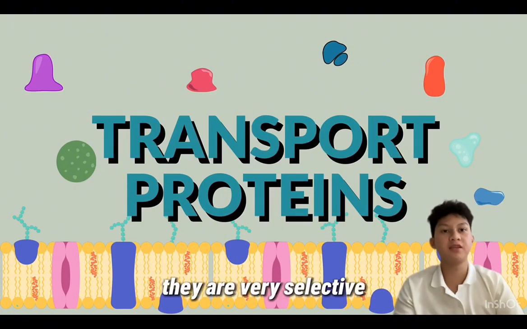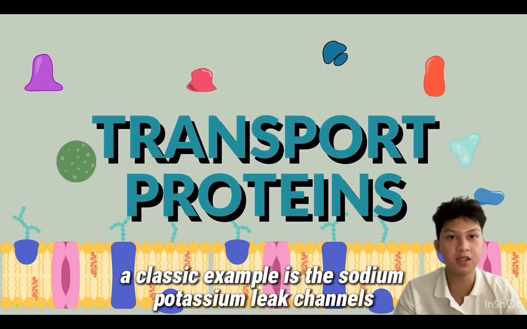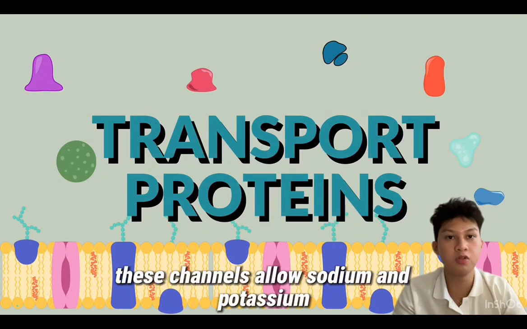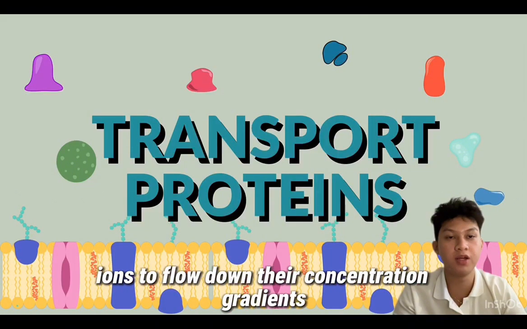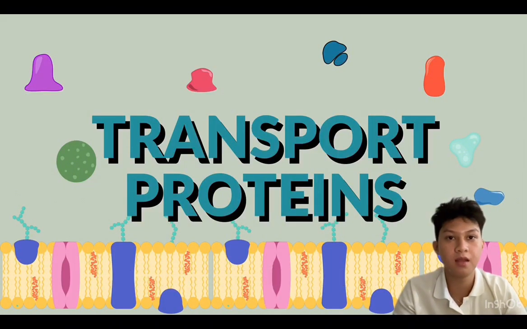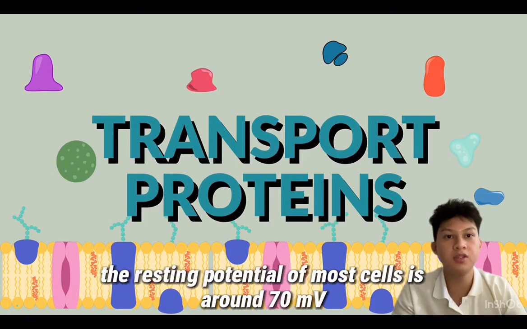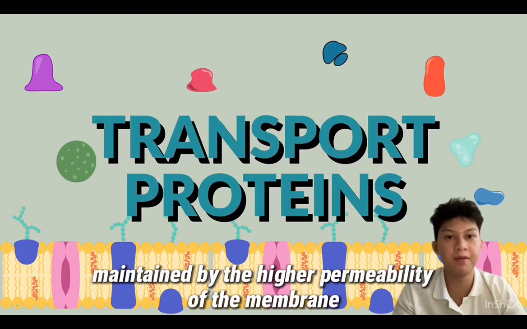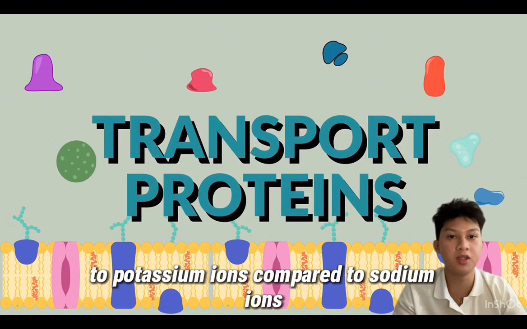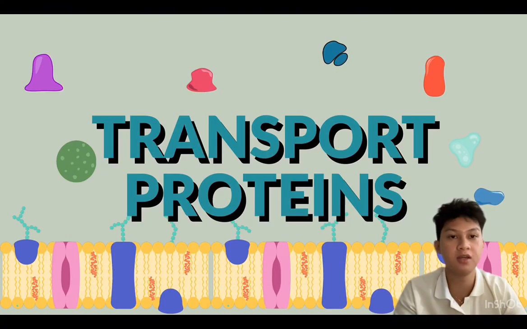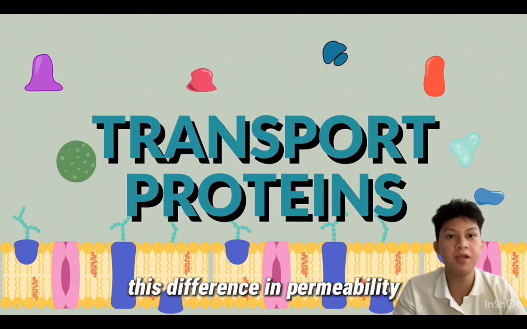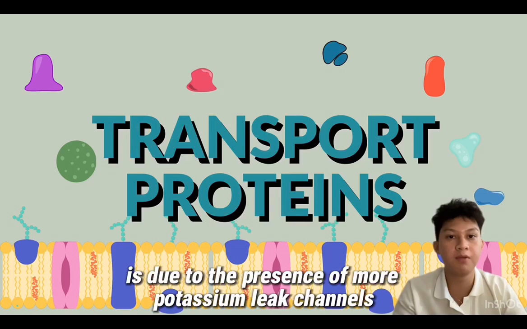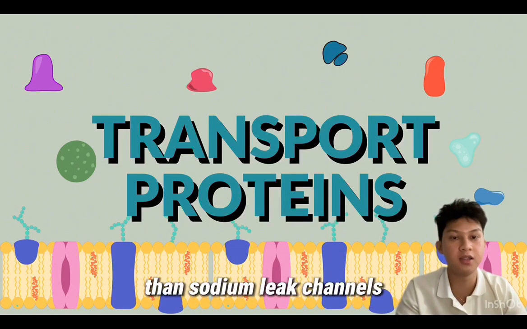They are very selective. A classic example is the sodium-potassium leak channels. These channels allow sodium and potassium ions to flow down their concentration gradients. The resting potential of most cells is around -70 mV, largely maintained by the higher permeability of the membrane to potassium ions compared to sodium ions. This difference in permeability is due to the presence of more potassium leak channels than sodium leak channels.